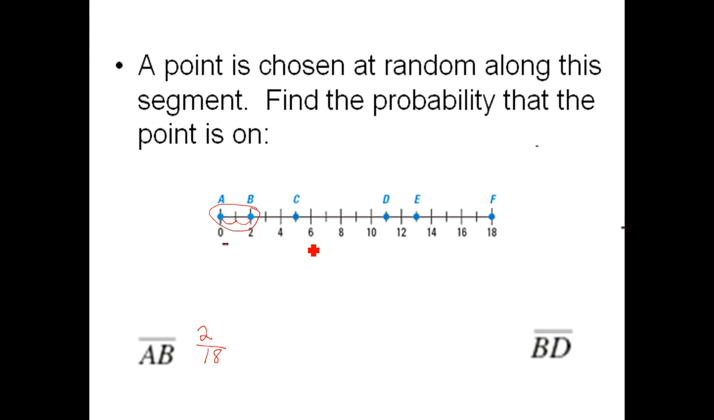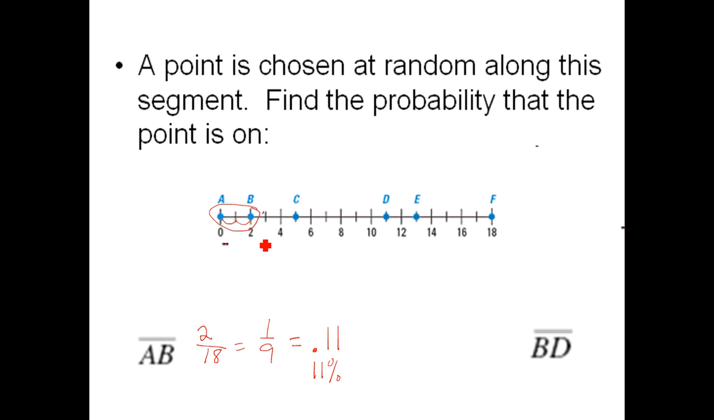So the probability of me dragging a point somewhere along here and just saying stop and landing in the region from A to B, well, that'd be 2 out of 18, which is 1 out of 9. But then, as I said before, more likely people like to hear that written as a percent. So if you divide 1 divided by 9, you get 0.11 repeating, which would be 11%. Okay? So let's talk about BD.